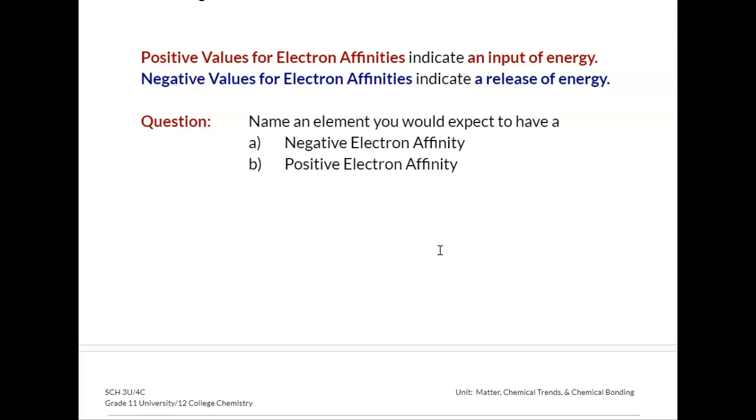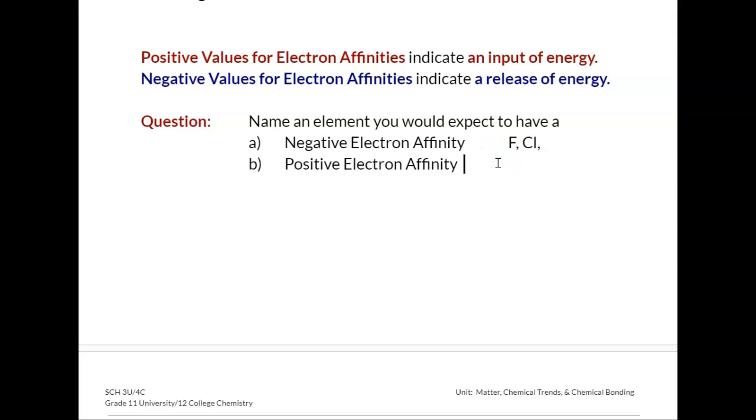A negative electron affinity would be an element that is going to be releasing energy. In other words, it wants to gain an electron. Something like fluorine would be a good example of that, chlorine, and so on. Those elements have 7 valence electrons, and they're going to become more stable by gaining electrons.